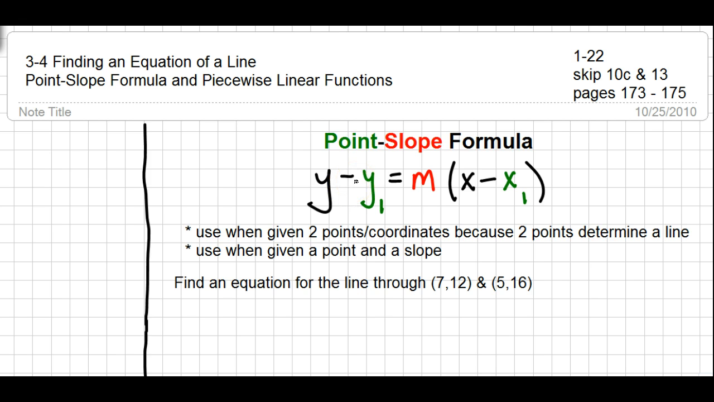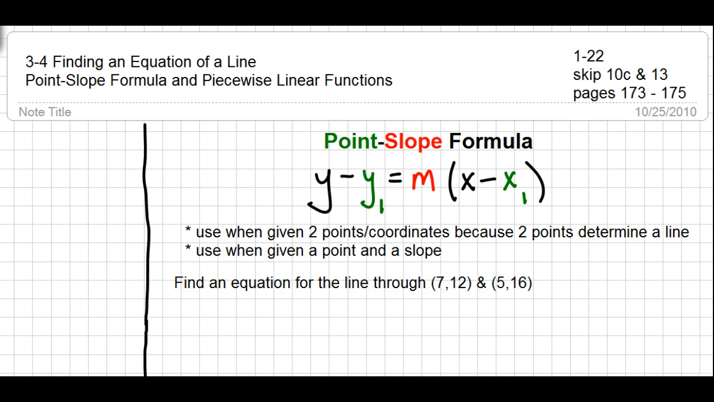So when do you use the point-slope formula? Use it when you're given 2 points or 2 coordinates, because that's all you need in order to form a straight line. You can also use it when you're given a coordinate or a point and a slope. You can plug in the slope for m and you can plug in the coordinate for x1 and y1, and then you simply have your equation. If you need to get it into one of the other two forms, you can simply use the distributive property and redistribute using algebra as needed.